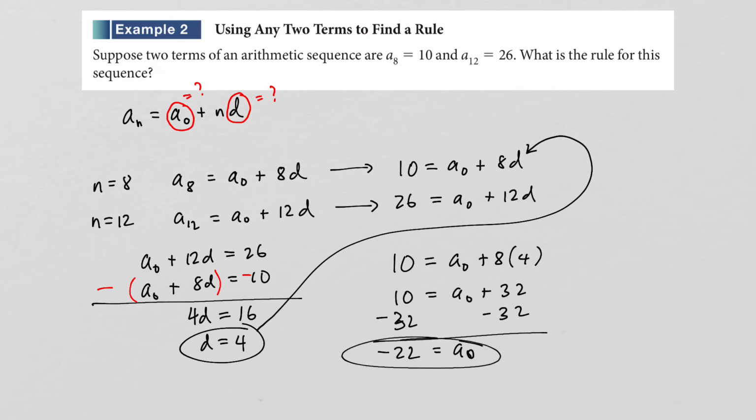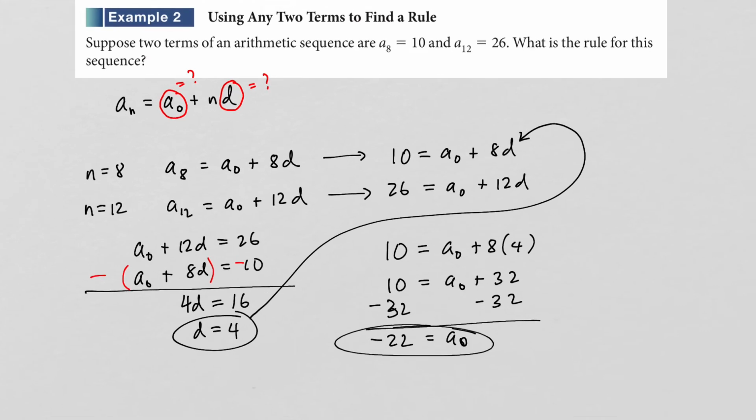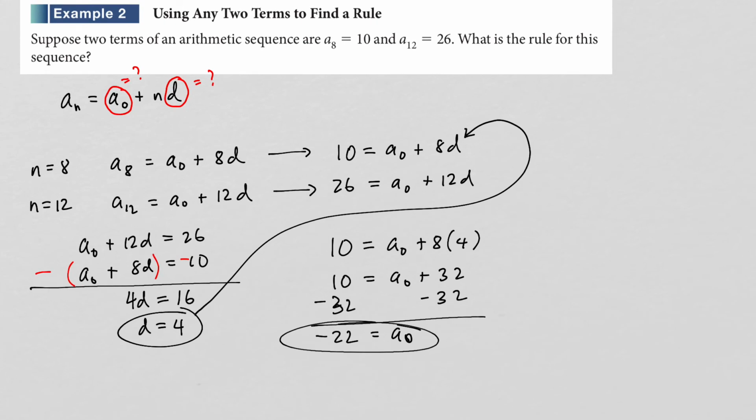So now we have the value of A naught and we have the value of D. And we know that A_n is equal to A naught, which is negative 22, plus n times D. D is 4, so it will be 4n. So this should be the rule, and of course you can check your answer.